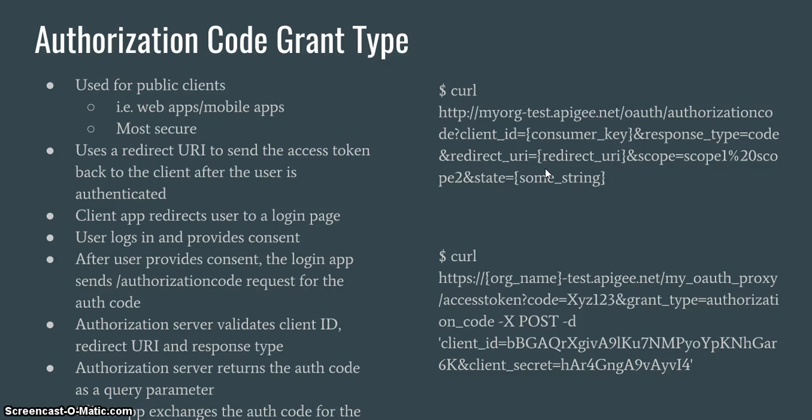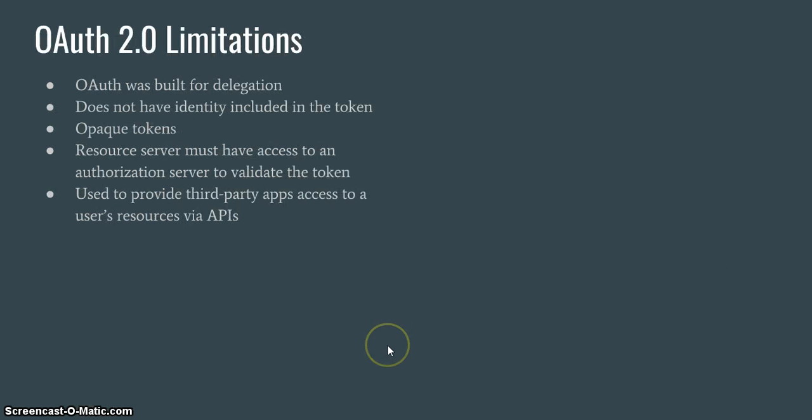back to the client application, and then that authorization code is then used to request an access token. So there's another redirect in this case, as opposed to this grant, which only has one redirect and one request. This has two requests.